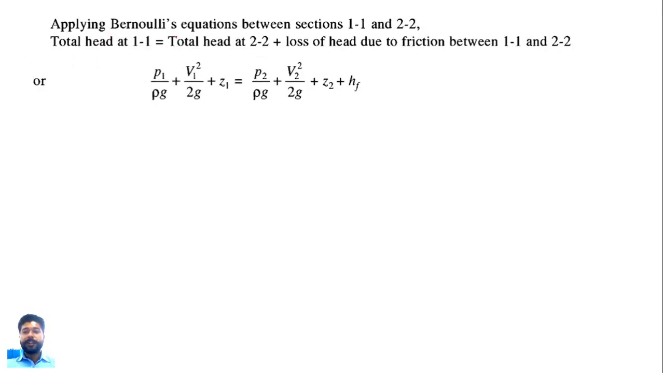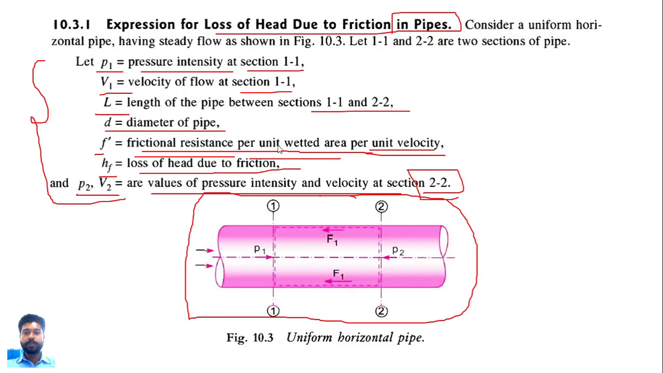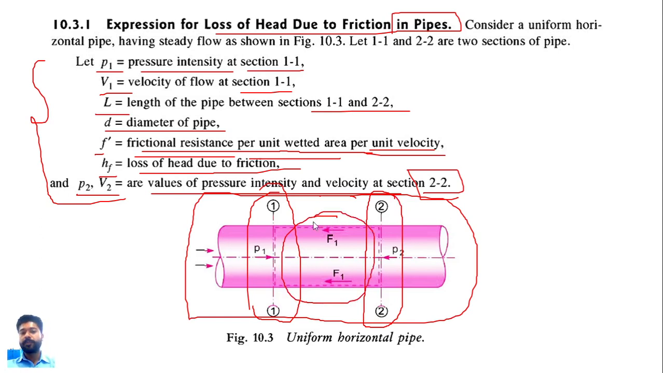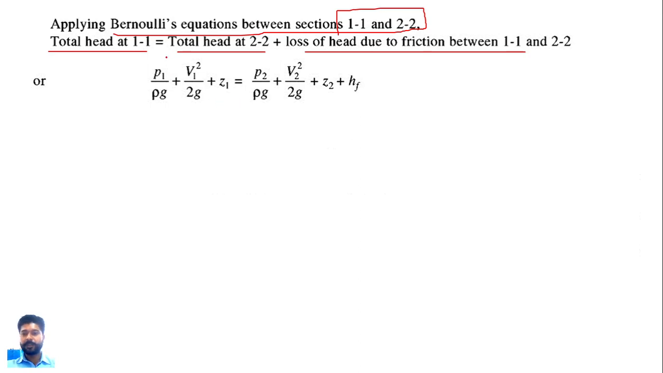Now let us apply Bernoulli's equation between sections 1 and 2. The total head at section 1 equals the total head at section 2 plus the loss of head due to friction between 1 and 2. So total head at section 1 will be equal to total head at section 2 plus loss of head due to friction between 1 and 2.